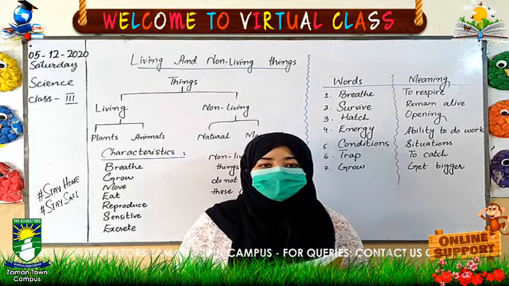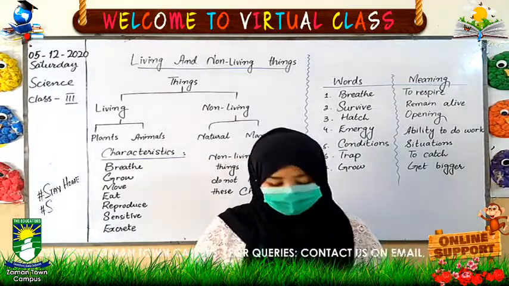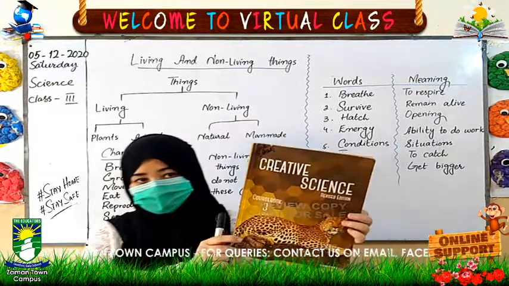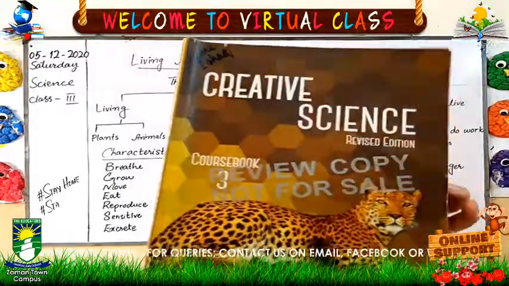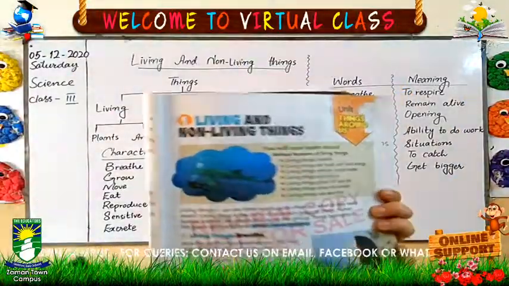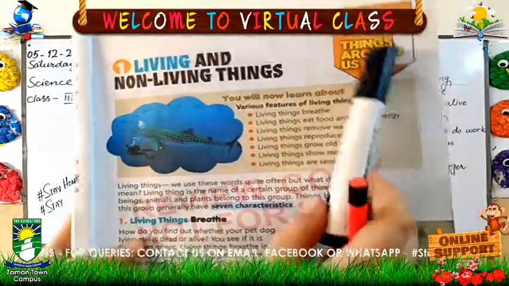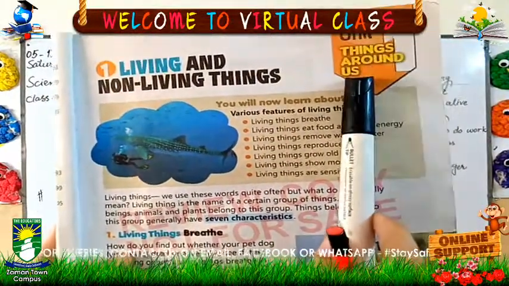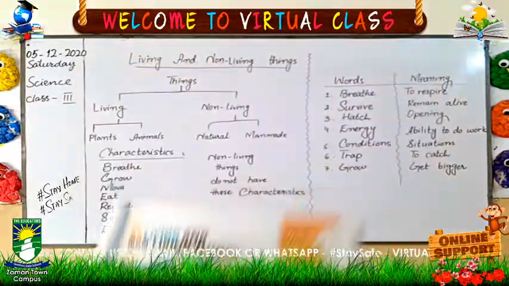Assalamu alaikum everyone. I welcome you in this online class and I hope you all are fine. This is your science book. Open your book, come to page number 5, and here we are going to read unit number 1, things around us. Topic name is living and non-living things.